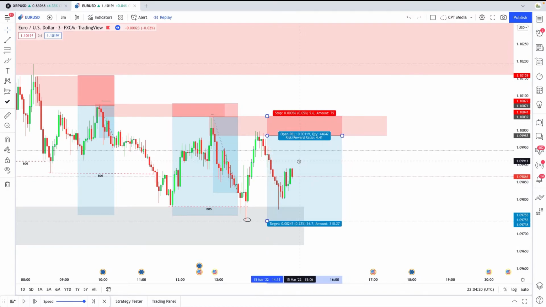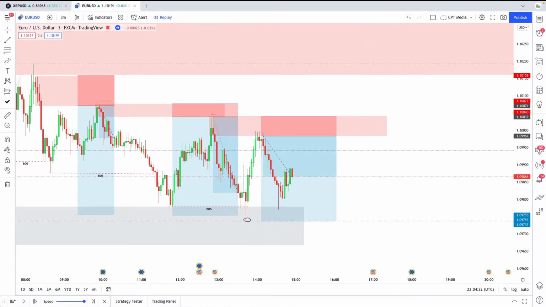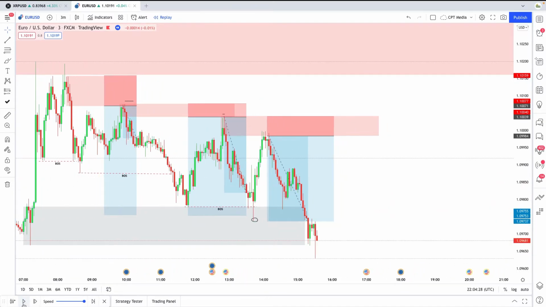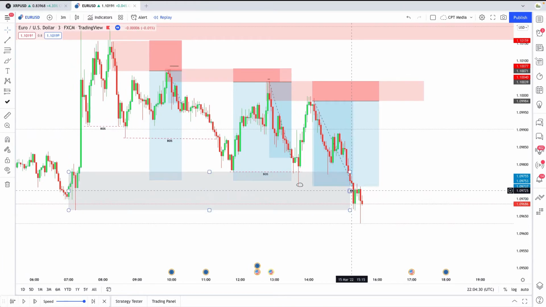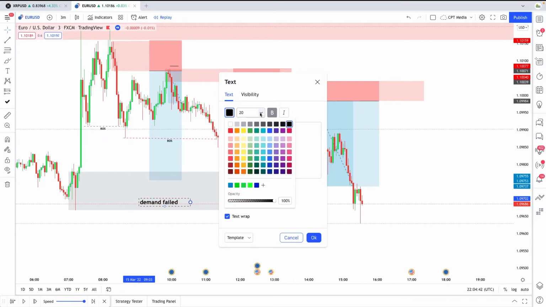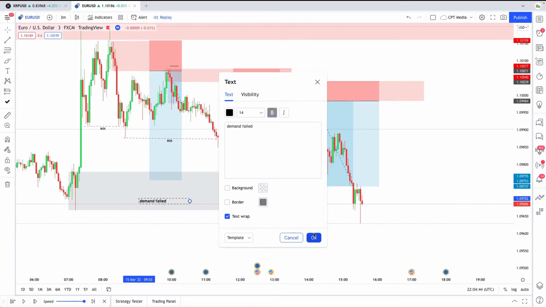Right? Price just tags us in, and it's come right back into that demand level. Now we need to see how price reacts from this level. And what do we see? Now look, we've seen that clear break. So now we've seen that demand has clearly failed, right? Demand has failed. Let's mark this out in black, right?